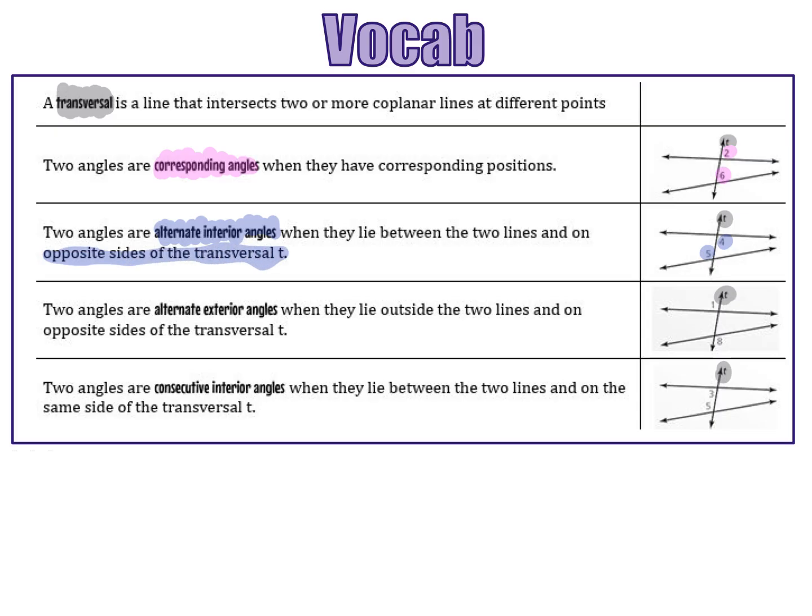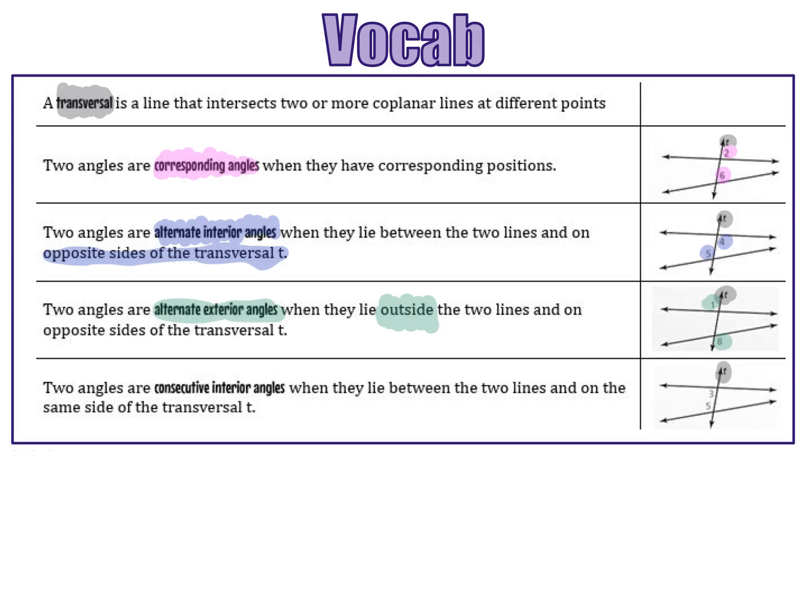Two angles are alternate exterior angles. So here we're seeing that word exterior instead of the word interior. Alternate exterior angles lie outside the two lines and on opposite sides of the transversal. So they're my corners, my edges. These two angles would also be alternating exterior.